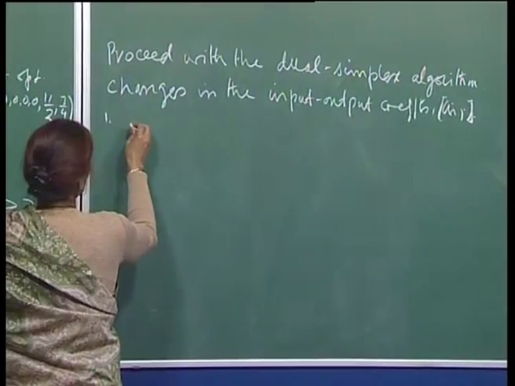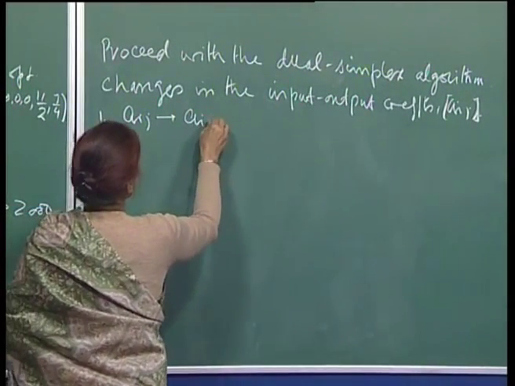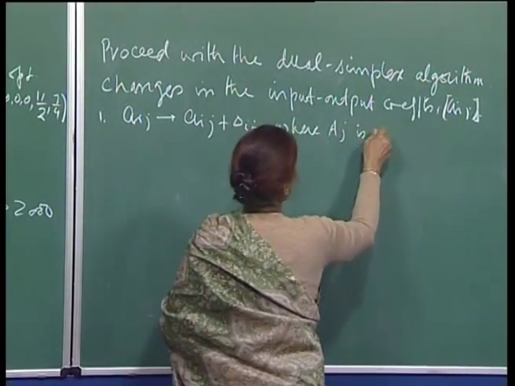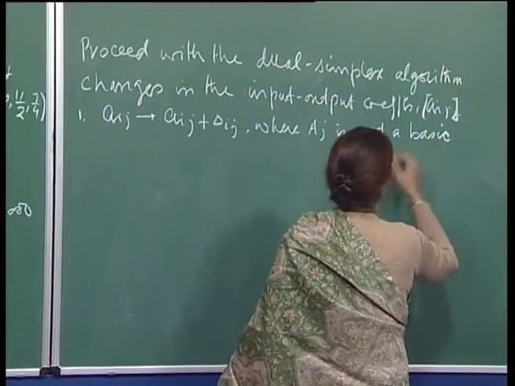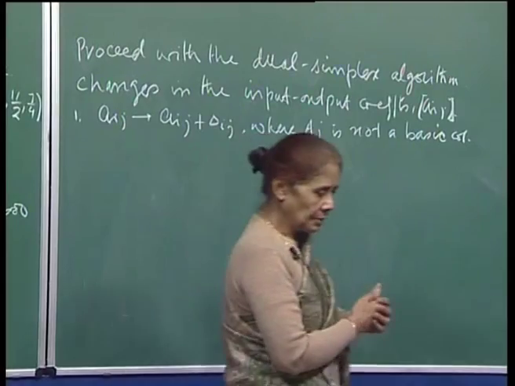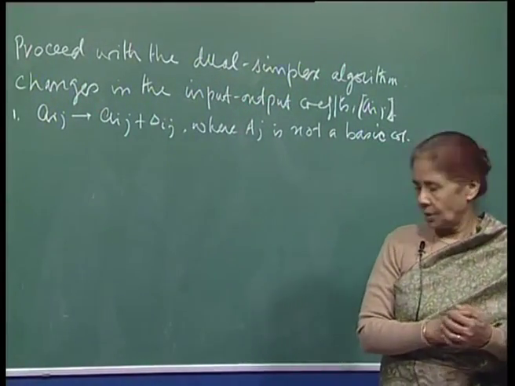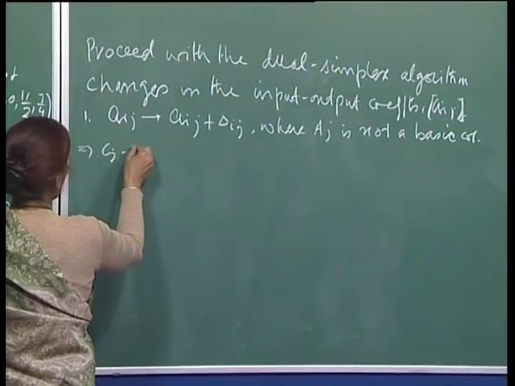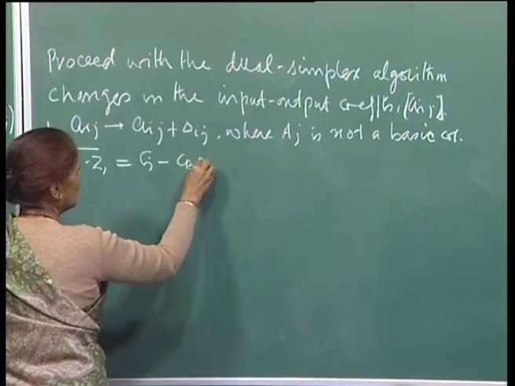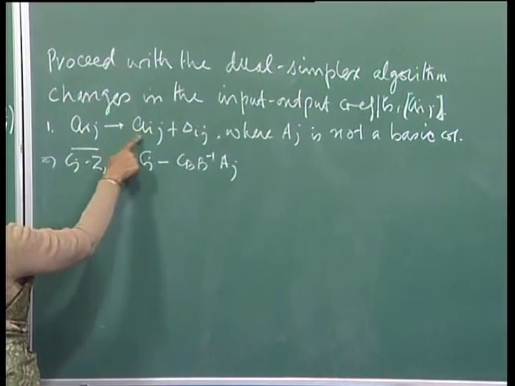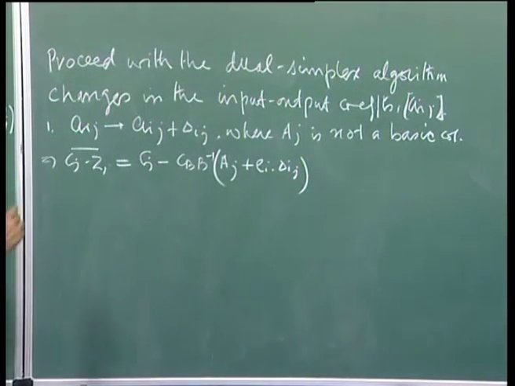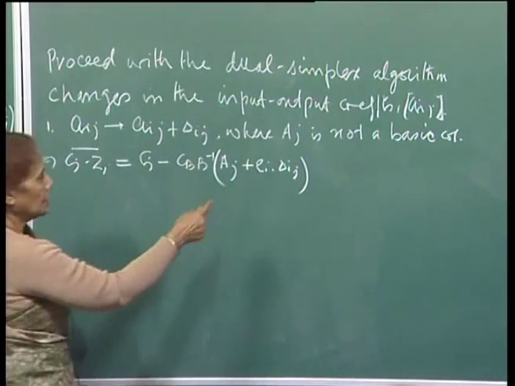So, again two cases. One, suppose Aij goes to Aij plus delta Ij, where Aj is not a basic column. Therefore, what will change here? In case Aj is not a basic column, the only change that will occur would be in the relative price, that means in the Zj. So, this implies that your Cj minus Zj bar will be equal to Cj minus Cb B inverse times Aj plus Ei into delta Ij, because only the ith entry in the jth column has changed. So, this is Ei times delta Ij.